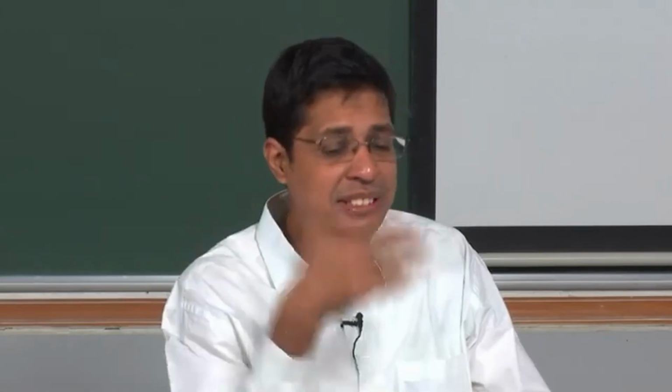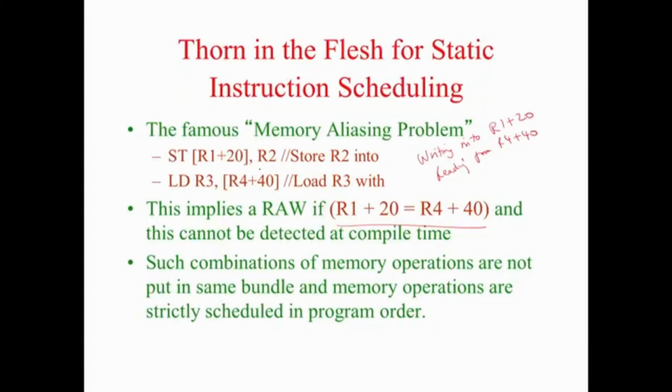So if I see a load following a store, it can potentially be a read after write if those two addresses become the same. This is called the memory aliasing problem. Let R1 plus 20 be 100, so 100 can be reached as R1 plus 20, and it aliases R4 plus 40. Both will give me 100. But this I cannot find out at the time of compilation.